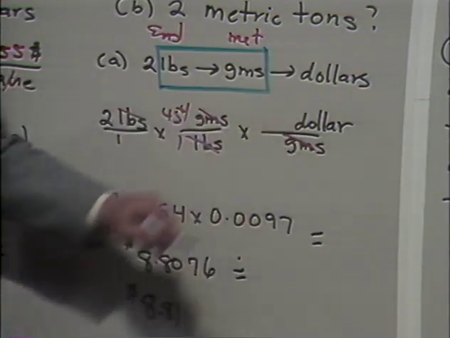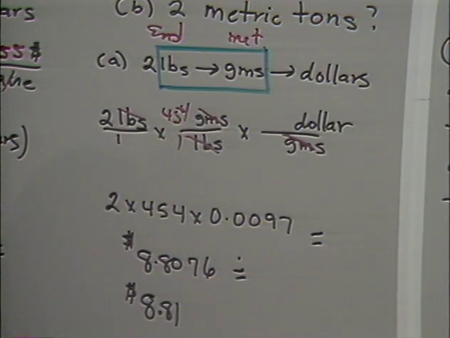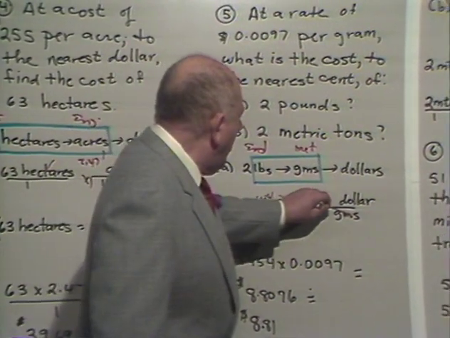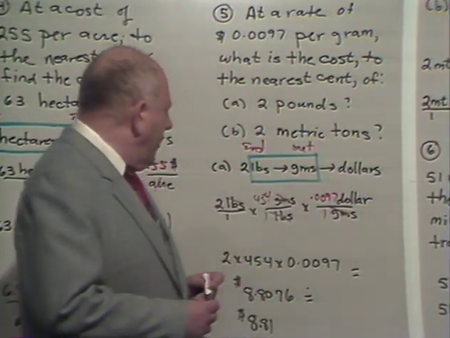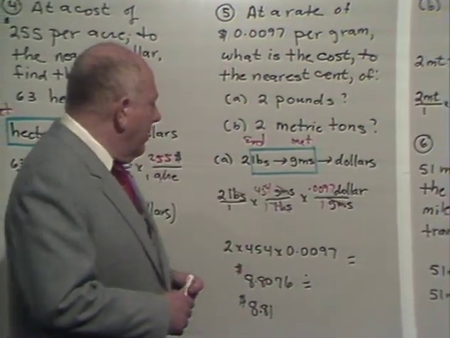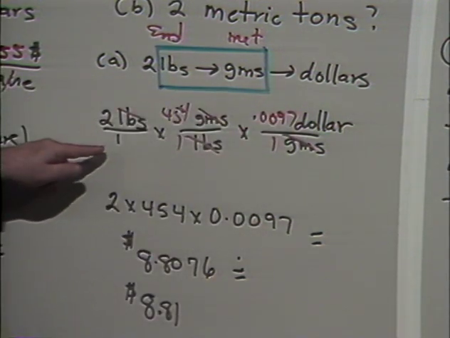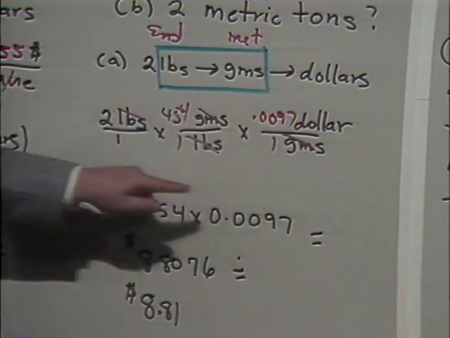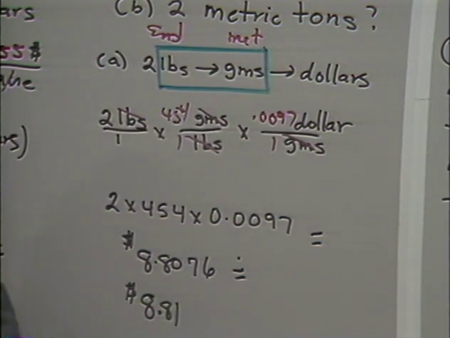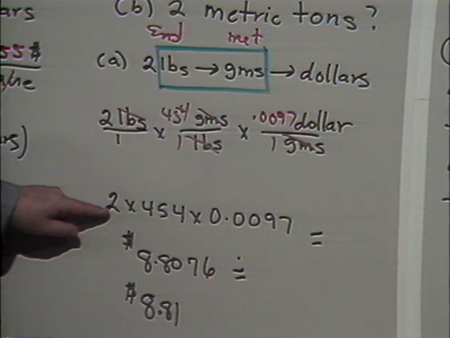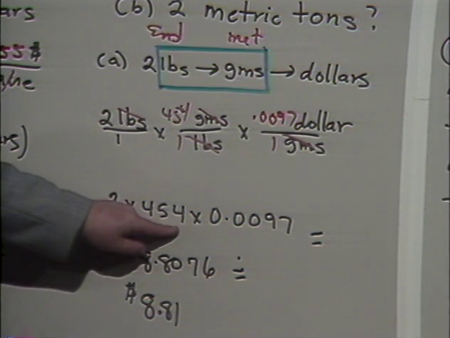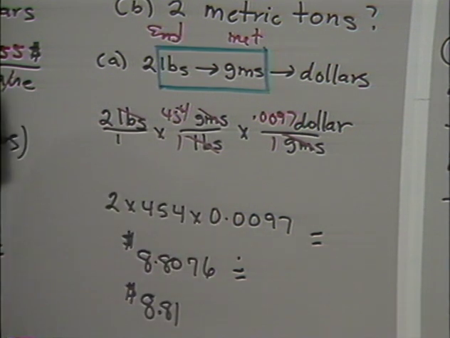Now I come to this column. What's the relationship between dollars and grams? In this problem, the dollars are 0.0097 per 1 gram. So how do I solve this problem? The label is correct. I multiply all the numerators, and I multiply all the denominators. Since there are all 1s in the denominator, I can forget about that. My numerator is what? 2 times 454 times 0.0097.